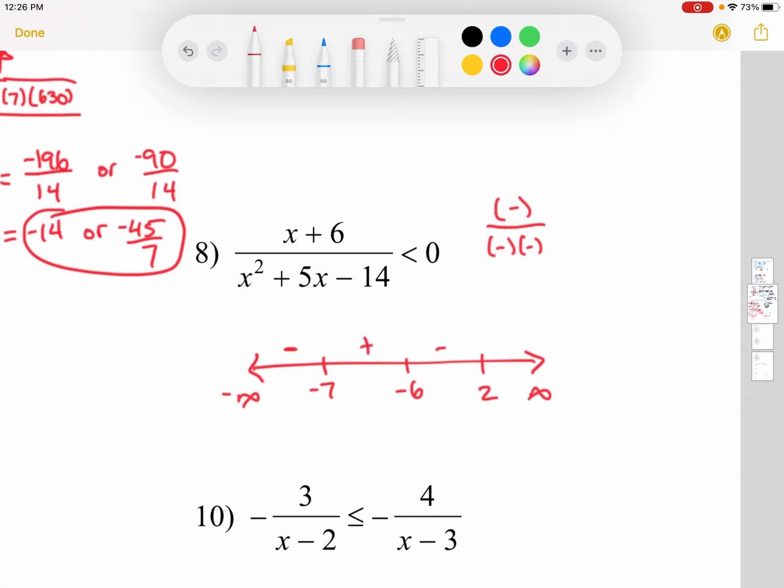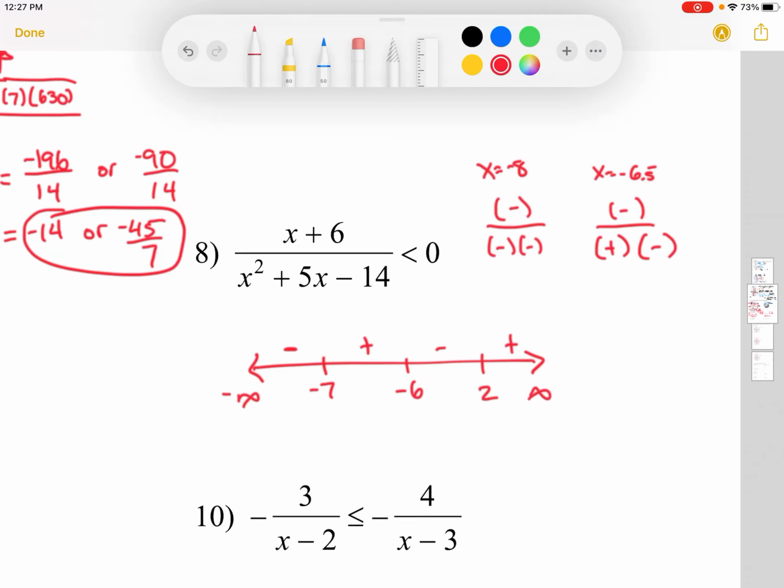Then it's going to alternate signs. But again, if you want to check, if x is negative 6.5, so this was x equals negative 8, x equals negative 6.5, for instance, you get a negative in the numerator, a positive for the x plus 7 factor, and a negative for the x minus 2.